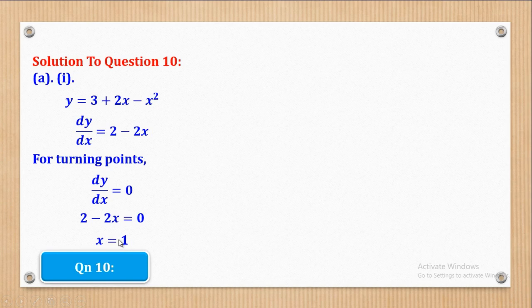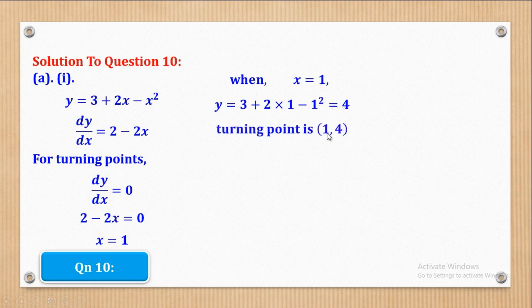So I've got the x coordinate of the turning point. I also have to get the corresponding y coordinate. So when x is equal to 1, I substitute 1 here, therefore I get y as 4. What does that mean? It means that the turning point is (1, 4).